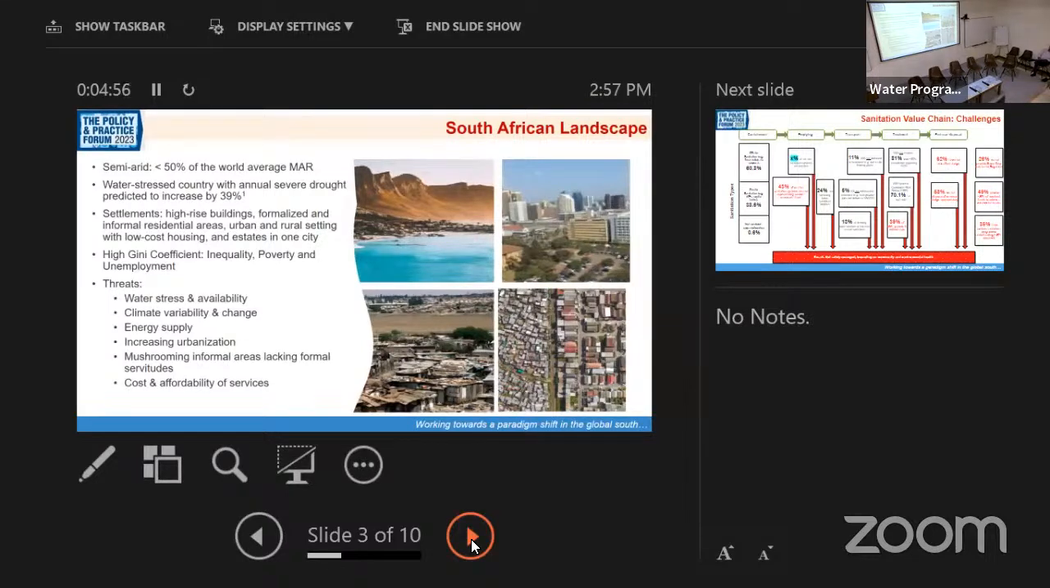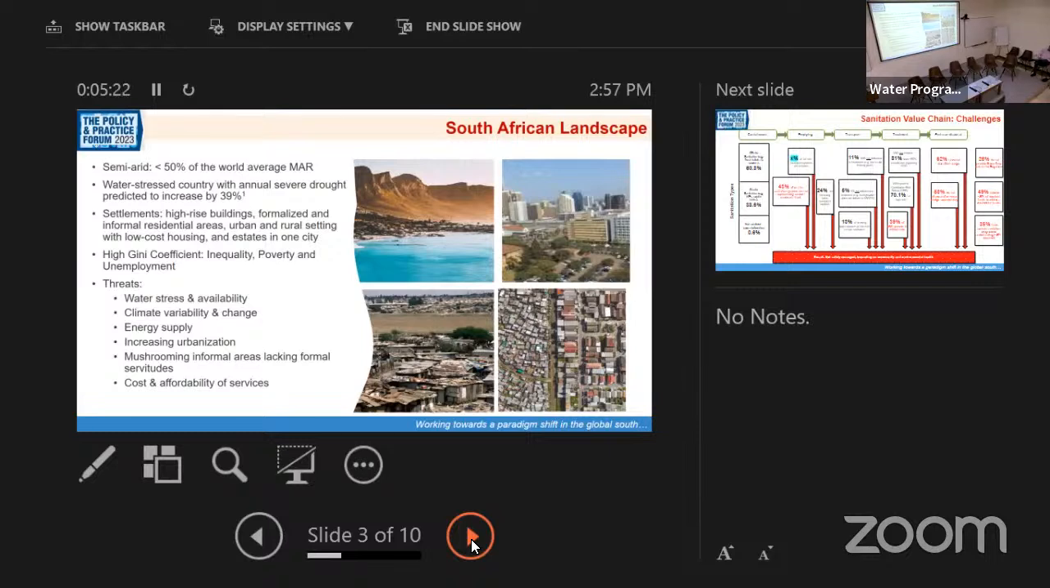formal and informal settlements next to each other, literally separated by a main road. We have got a high Gini coefficient where inequality, poverty, and unemployment are continuously on the rise. And therefore, we have got threats around water stress and availability, climate variability, energy supply, which I think everybody now in the world knows about, because it's now become even a bigger issue.